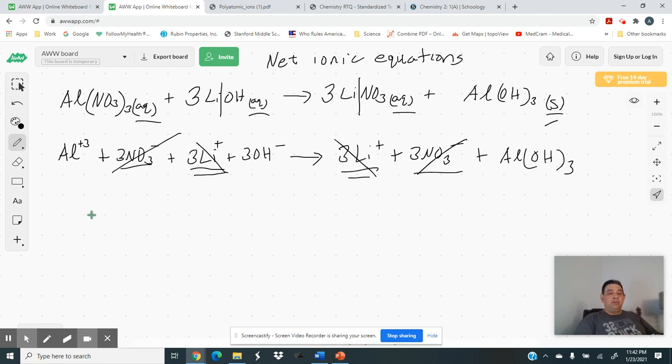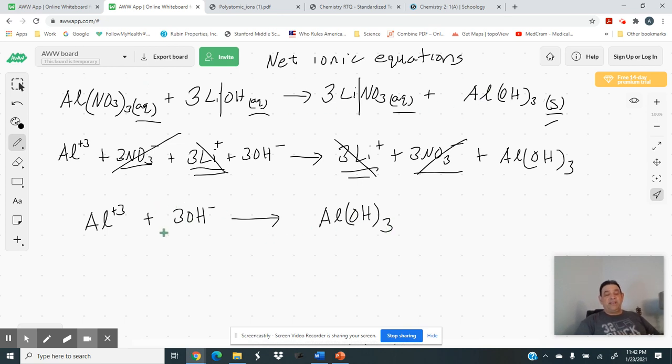Last step, just rewrite what's left over after you've taken out all the ions. So there's an aluminum ion, plus 3 charge, and there are 3 hydroxides. And that's going to turn into aluminum hydroxide. All right, that's all that's left. So this is our net ionic equation from this complete balanced chemical equation. This is a balanced molecular equation. This is a net ionic equation.